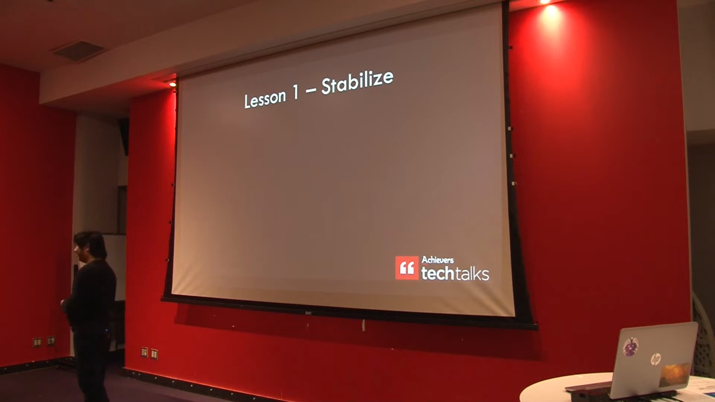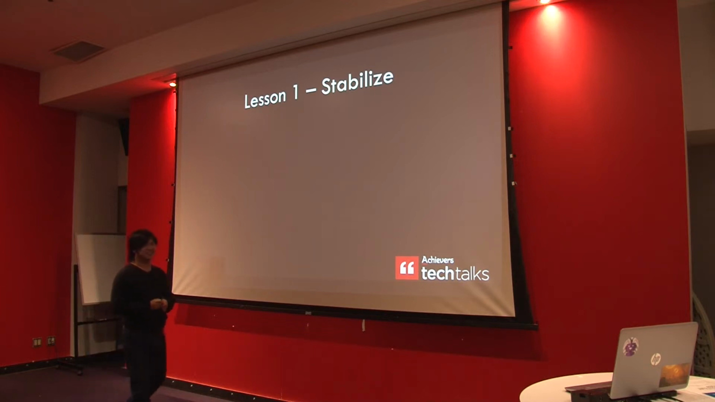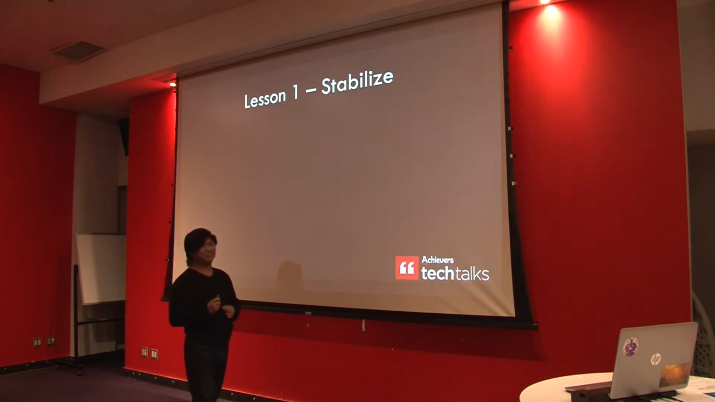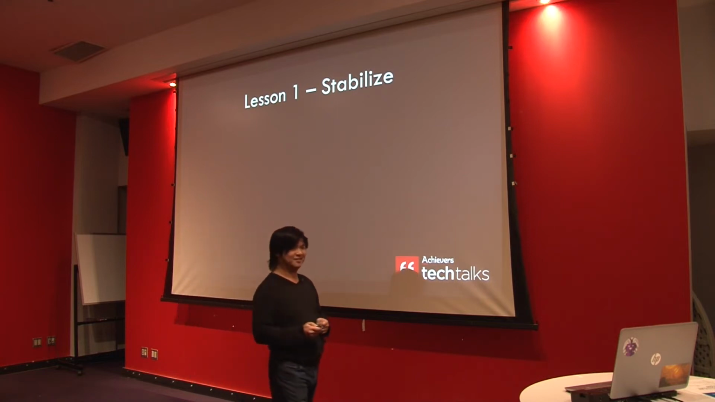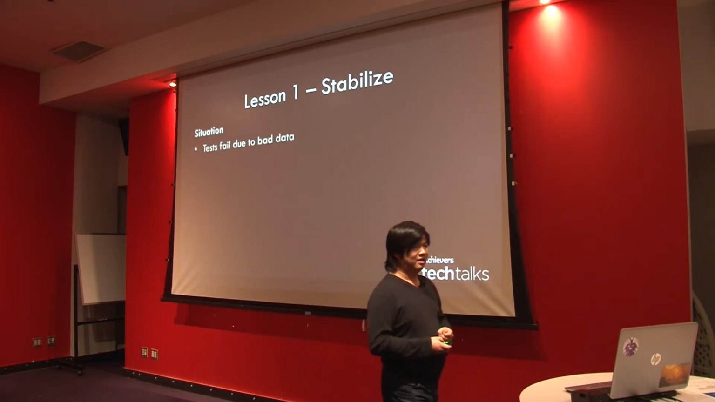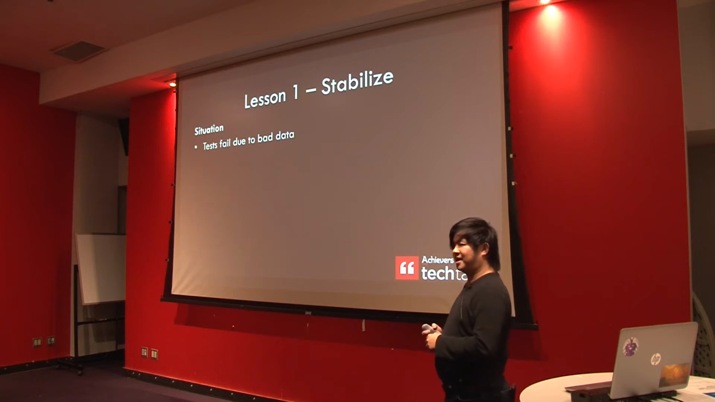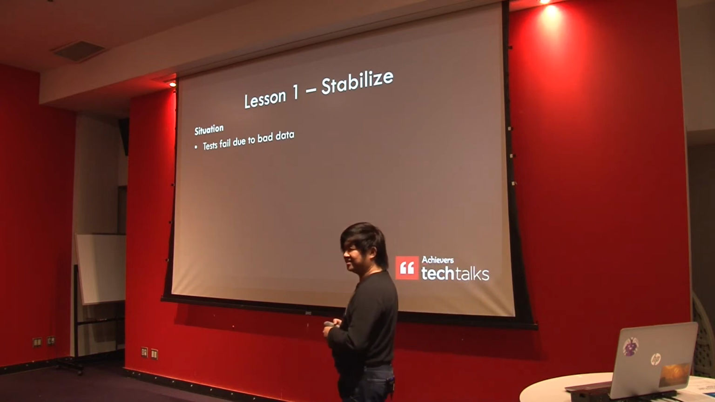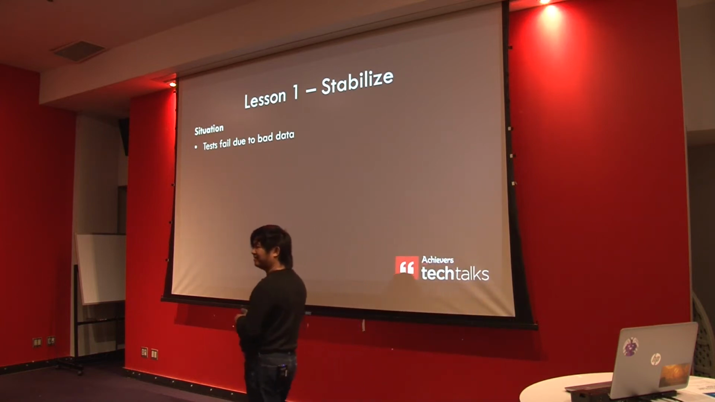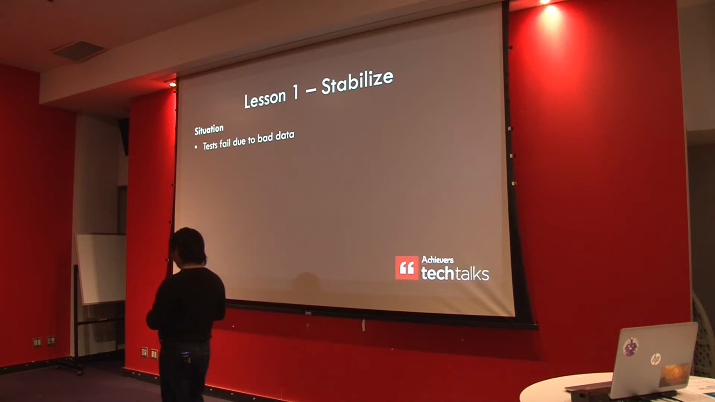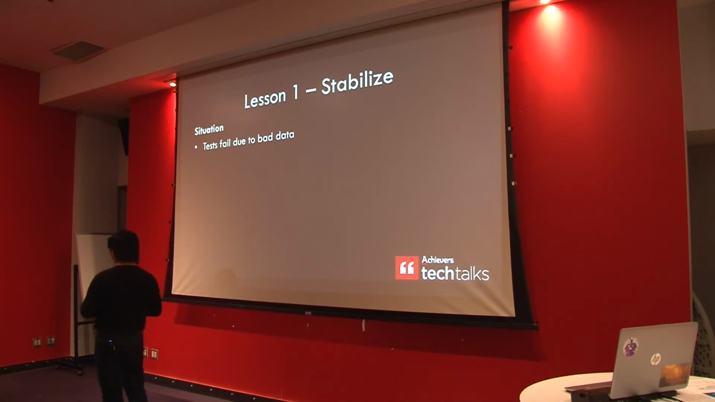So, there are 3 lessons that we learned from our initial iteration of the pipeline. The very first goal that we had is to stabilize. How many of you here have had tests with bad data? All right, so not that many. Let me tell you what happens when you have bad data.